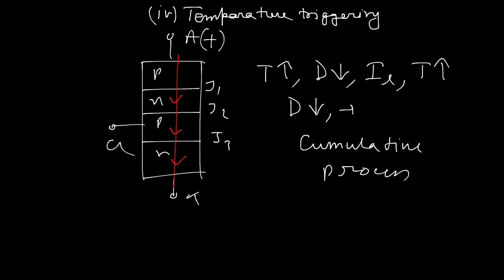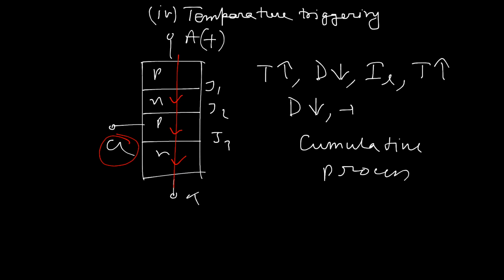It can happen internally and automatically due to the presence of high temperature across the junction, or the resistive effect across the junction J2. The device starts conducting and it will remain in the on state without application of any gate signal. This is a very important thing, that is temperature triggering.